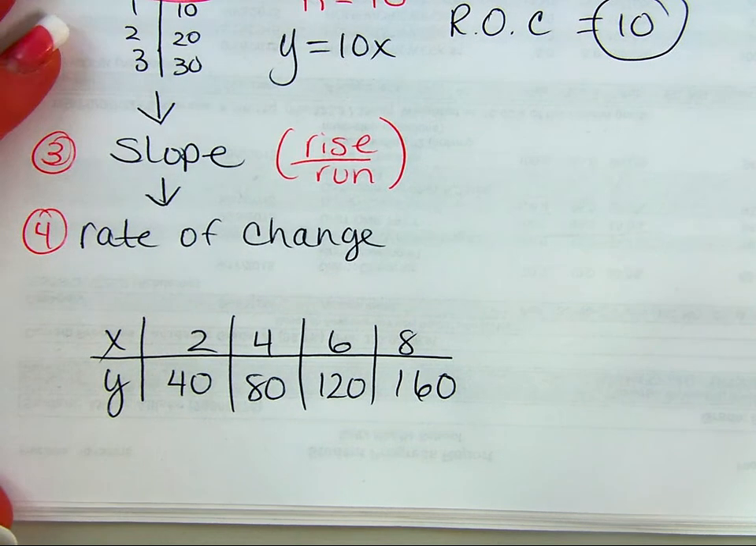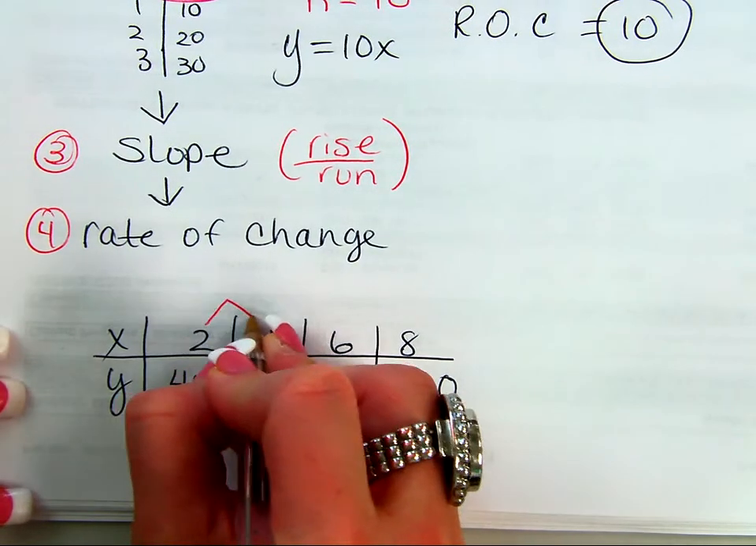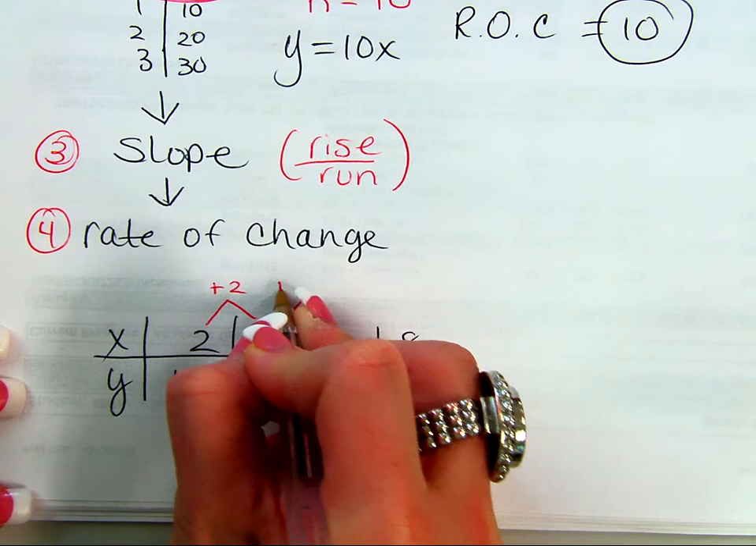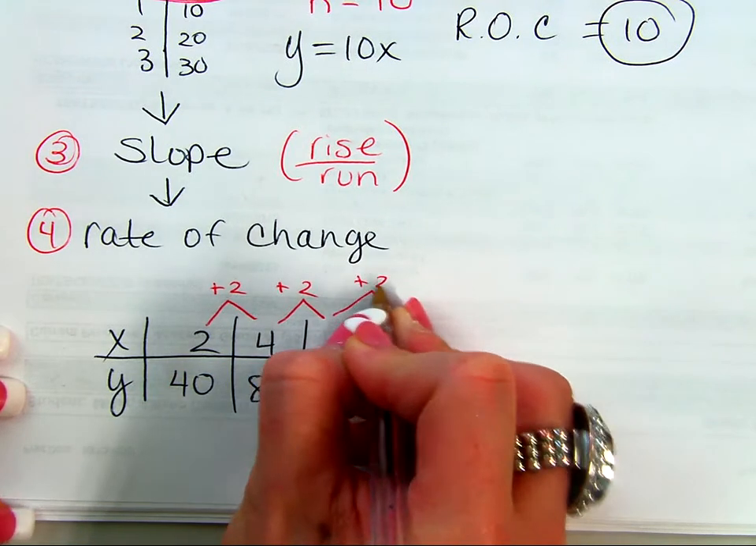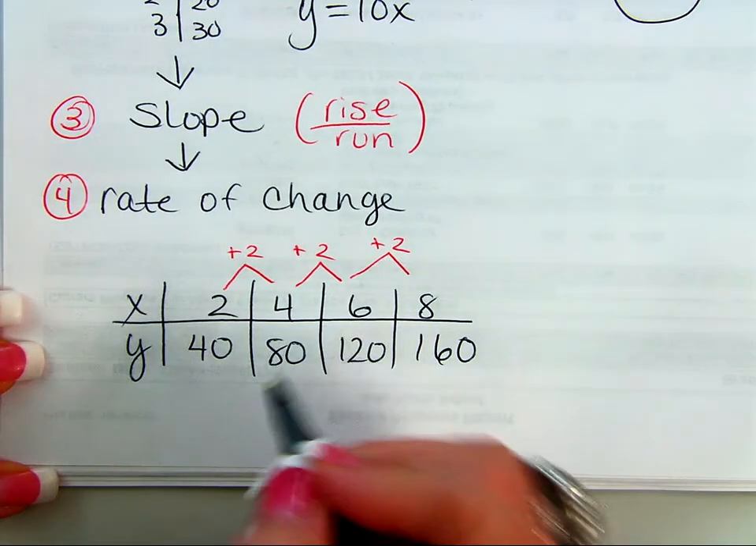So the first thing I want to look at is, okay, for every 2 that this goes up, meaning for every 2 hours that I work, I earn another what?